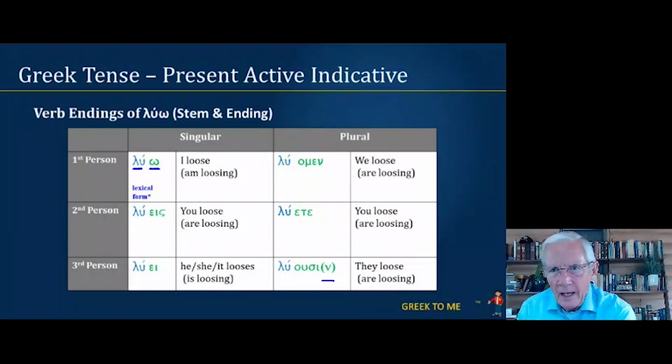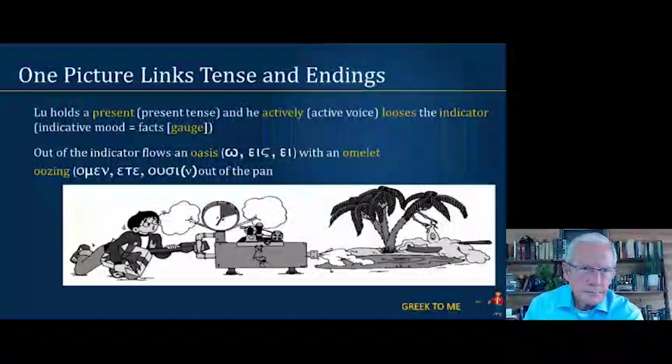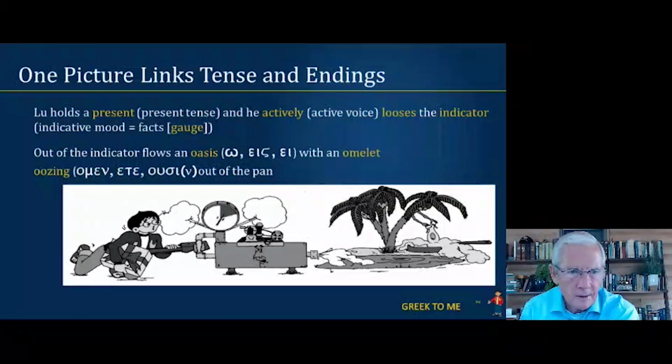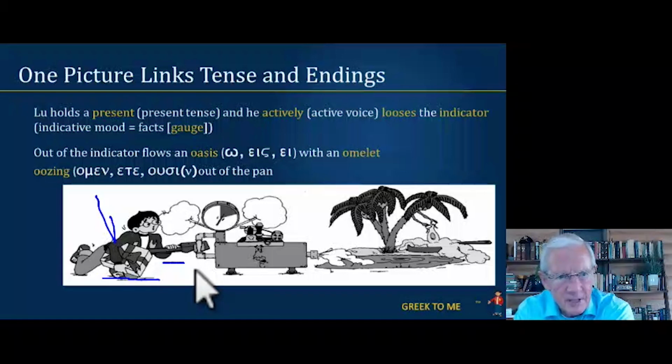Now, we have a memory aid to help us here. One little picture here is going to link the tense and endings, and we can learn about a dozen things here through the picture. Take a look at Lou. Here's our little person, Lou. In his right arm, he is holding a present for present tense. With his left arm, right here, he is actively loosing an indicator.